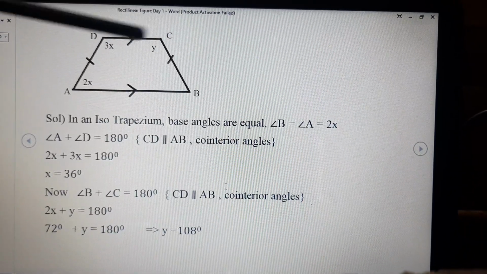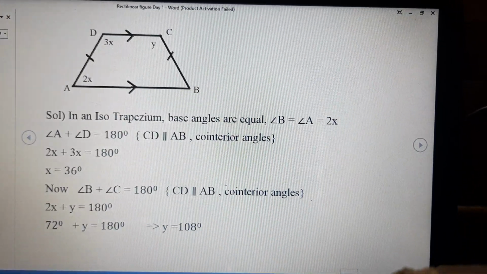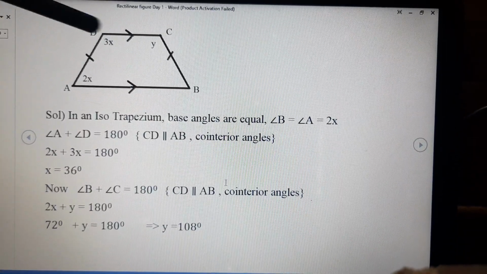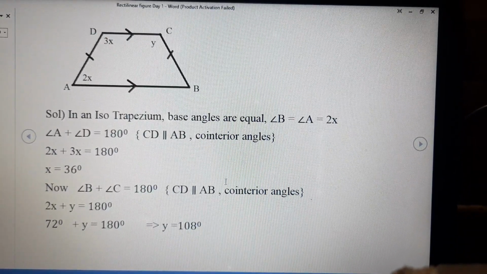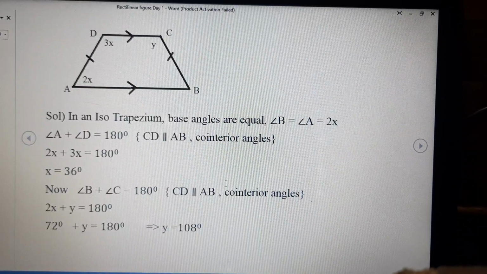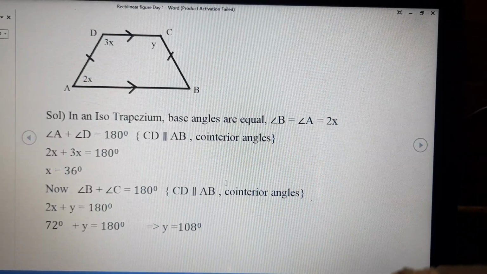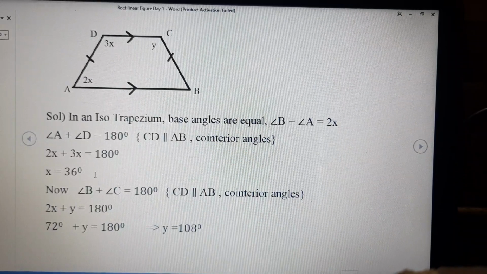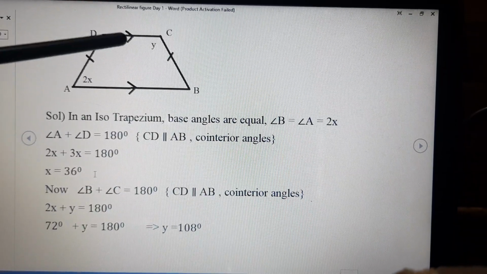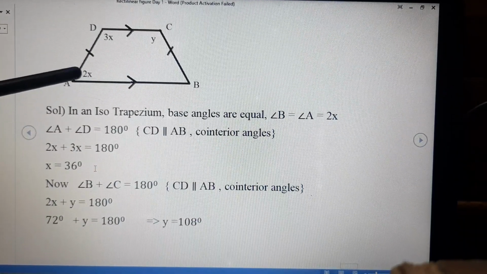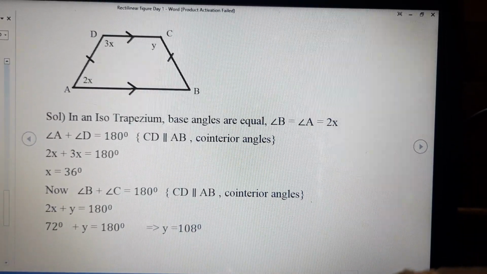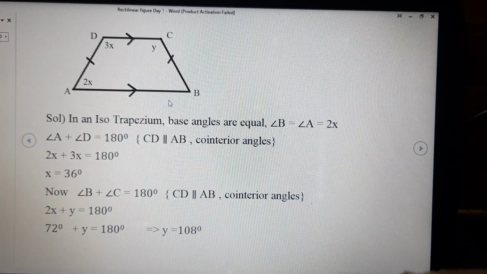First of all, CD is parallel to AB. If CD and AB are parallel to each other, then 2x and 3x, their sum will be equal to 180 degree because they are co-interior angles. Are you getting it? So value of x becomes 36 degree. Now, as it is an isosceles trapezium, angle A will be equal to angle B. Base angles will be equal. So if angle A is 2x, angle B will be 2x.